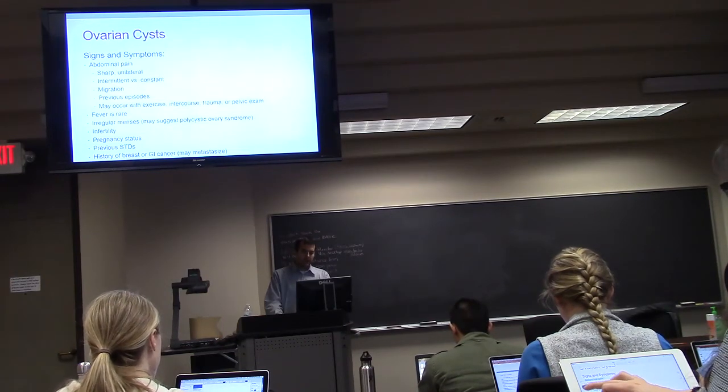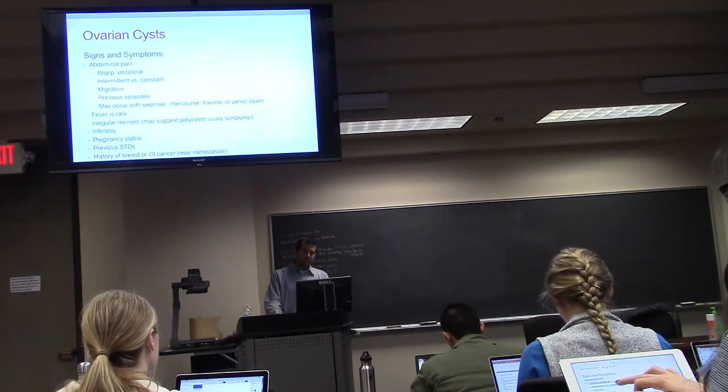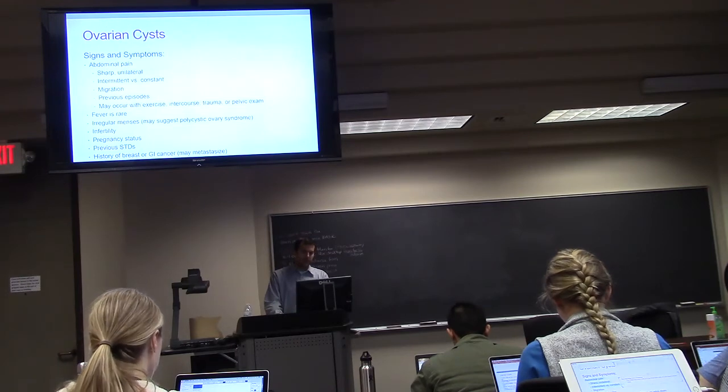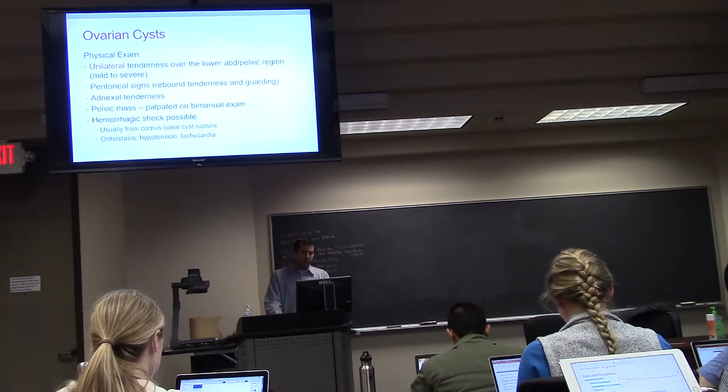And polycystic ovarian syndrome, you're going to have irregular menses and a bunch of cysts, and you're going to have multiple cysts at one time sometimes. So it makes it really hard to determine what's going on. Okay. Unilateral tenderness, peritoneal signs.